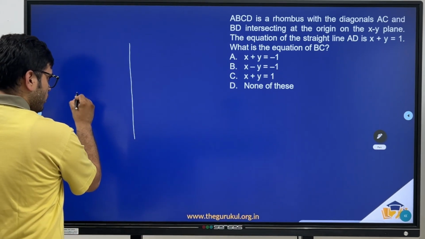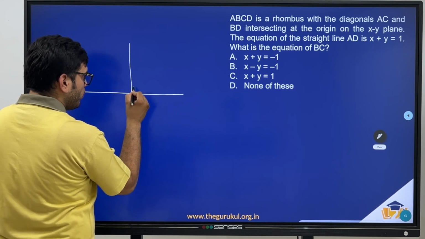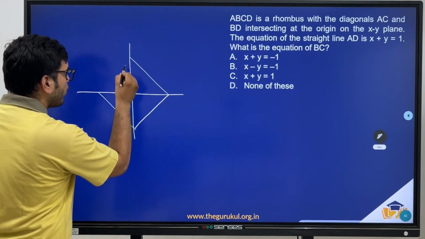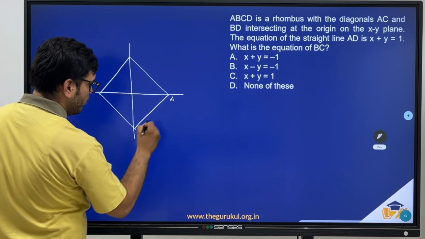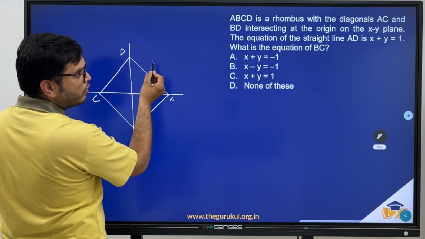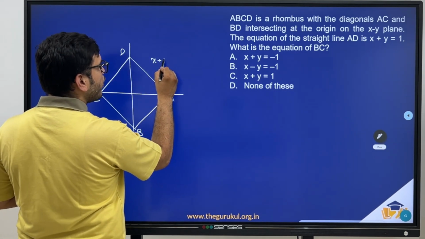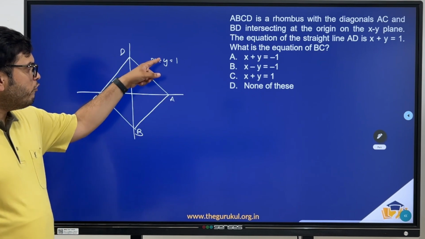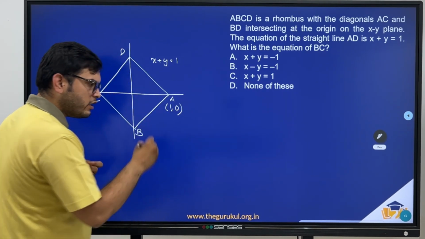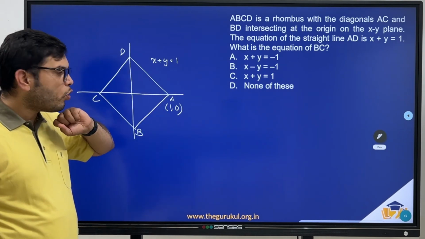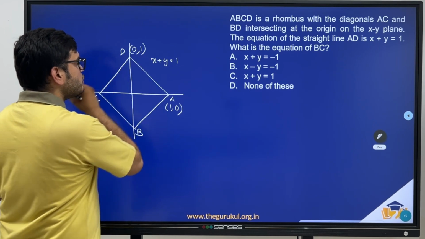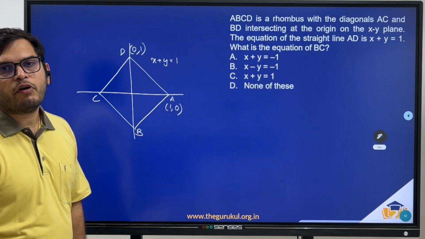Okay. So this is the intersection point of the diagonals. So the rhombus will be like this: A, B, C, and D. The equation of AD is x plus y is equal to 1. So when y is equal to 0, the x coordinate should be 1 and the y coordinate has to be 0. So these are the coordinates of point A. Similarly, when x is 0, y is 1. So these are the coordinates of point D.